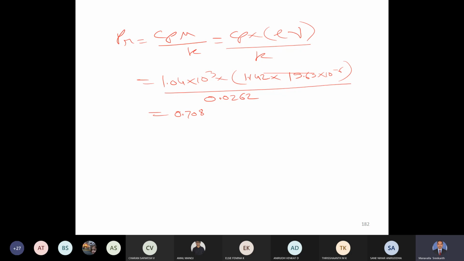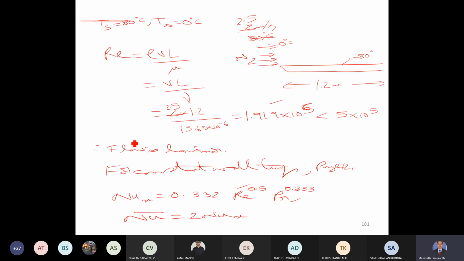So what is happening is for most gases, especially at ambient conditions, the Prandtl number is very much close to 0.7, like we calculated here. So if you don't have access to the data book and you need the Prandtl number, you can safely assume it to be 0.7 and you will get a reasonably good answer. So that's something you need to remember. All right, now we'll get back to the Nusselt number.